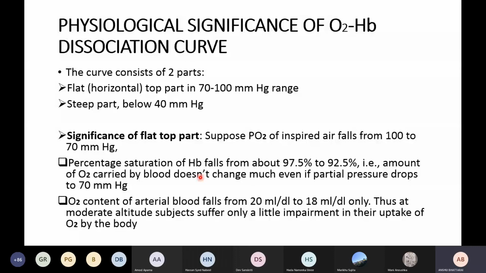So there is a physiological significance as well to this oxygen hemoglobin dissociation curve. Like I said, the top portion of the curve is the one which is operated in the normal body usually. The percentage saturation of hemoglobin only falls from about 97 to 92%, even if partial pressure drops to 70 millimeter of mercury. And the volume of oxygen that is carried also does not drop significantly. That is why in normal altitudes, the subjects suffer only a little impairment in their oxygen uptake, even when the partial pressure greatly drops.